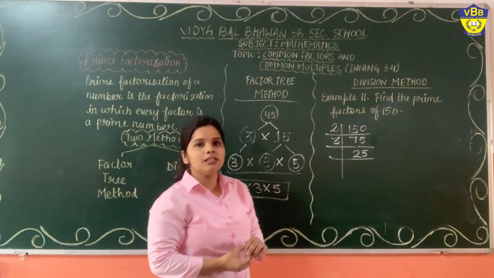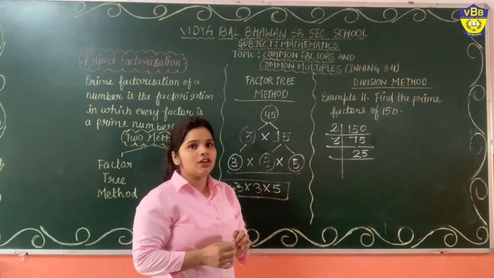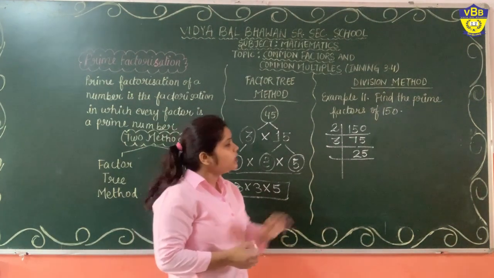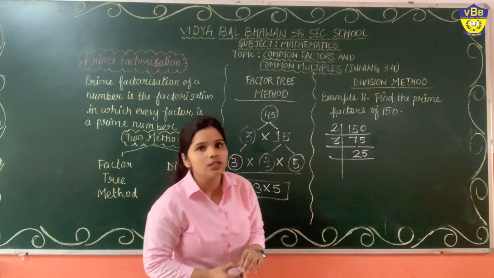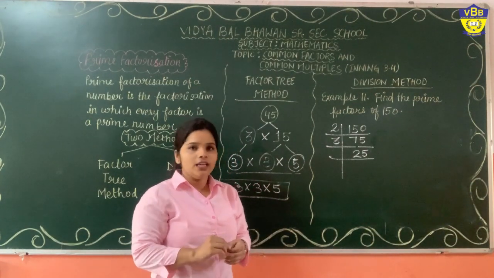No, it is not divisible by 2. Is it divisible by 3? No, it is not divisible by 3. We will not check it for 4 because 4 is not a prime number. So the next prime number after 3 is 5.